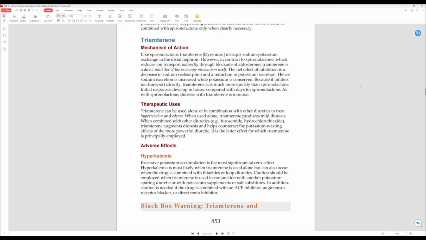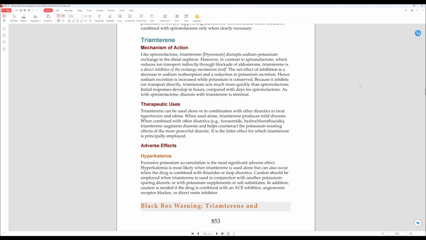Because it inhibits ion transport directly, triamterene acts much more quickly than Aldactone. The initial response develops in a couple hours. Again, Aldactone had that same mechanism of action, but it took several days. It said 1 to 2 days. So, the diuresis with triamterene, however, is also minimal.